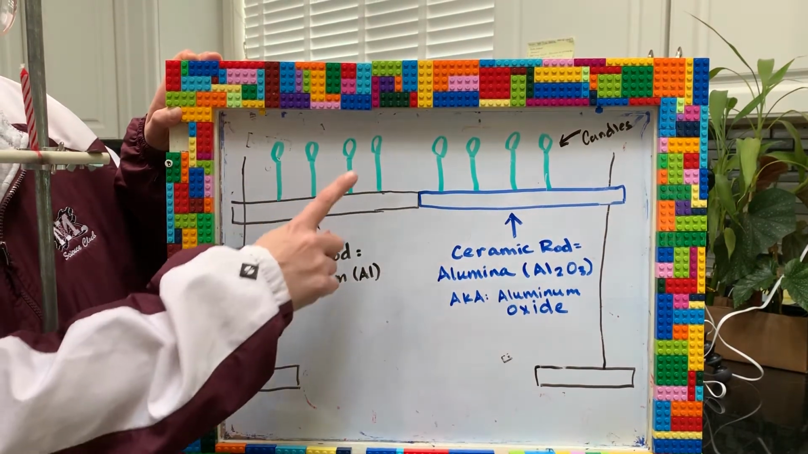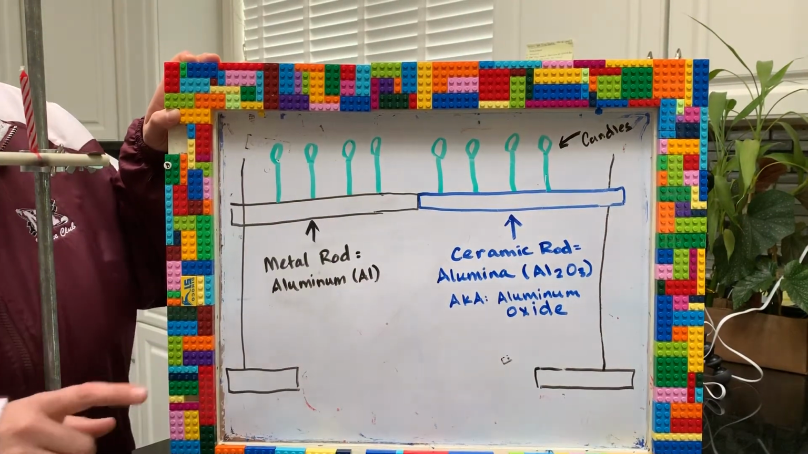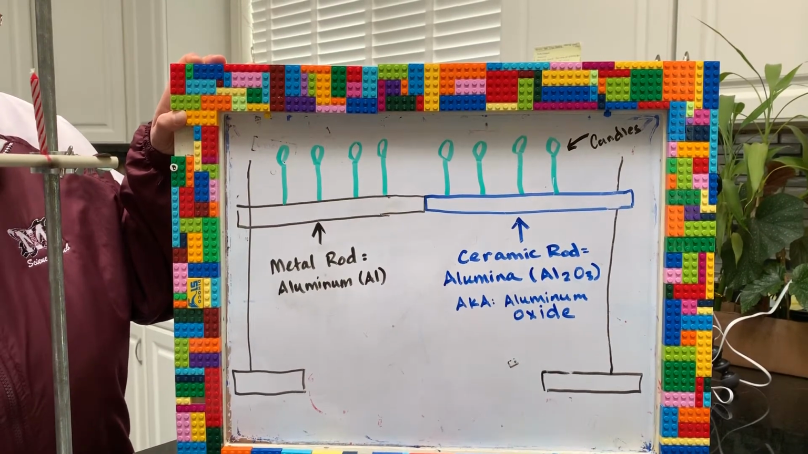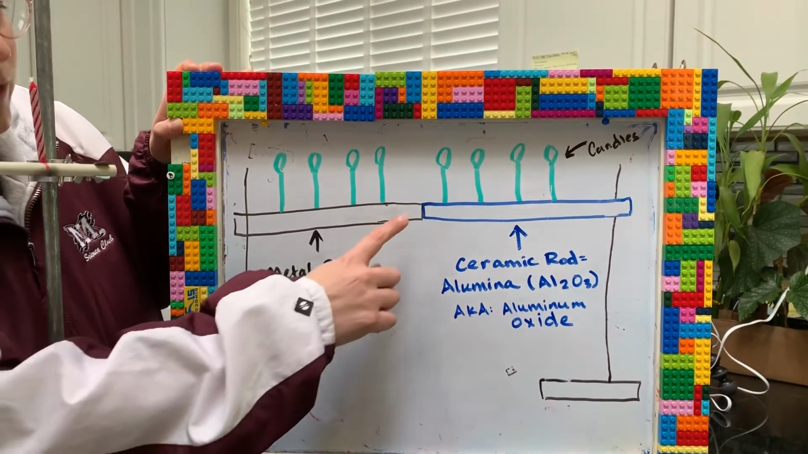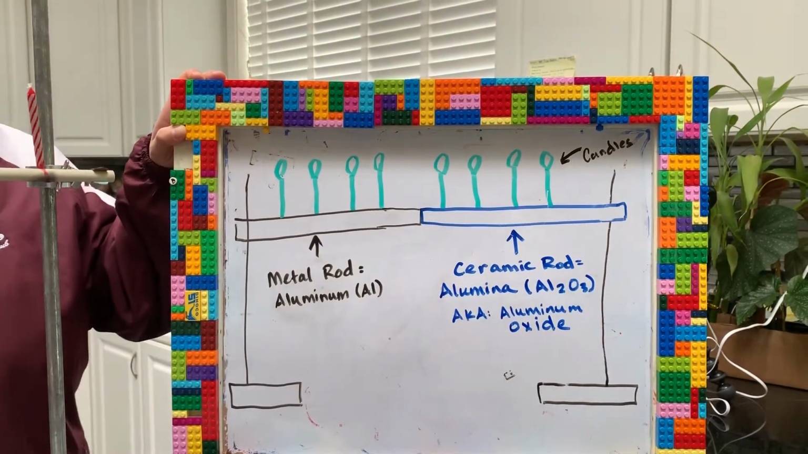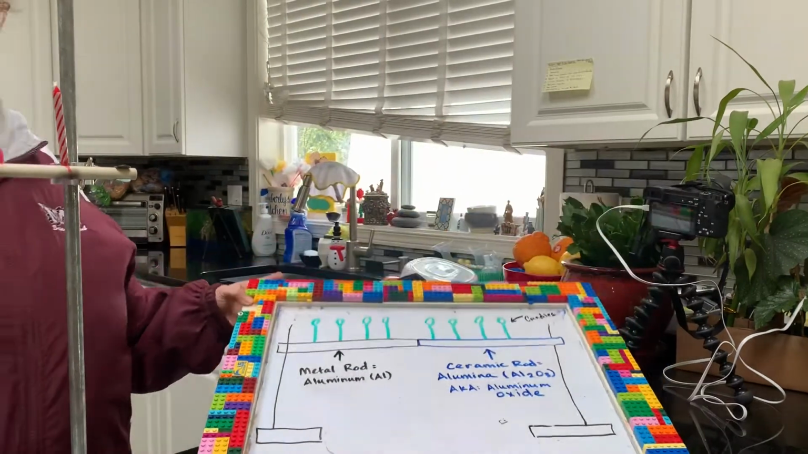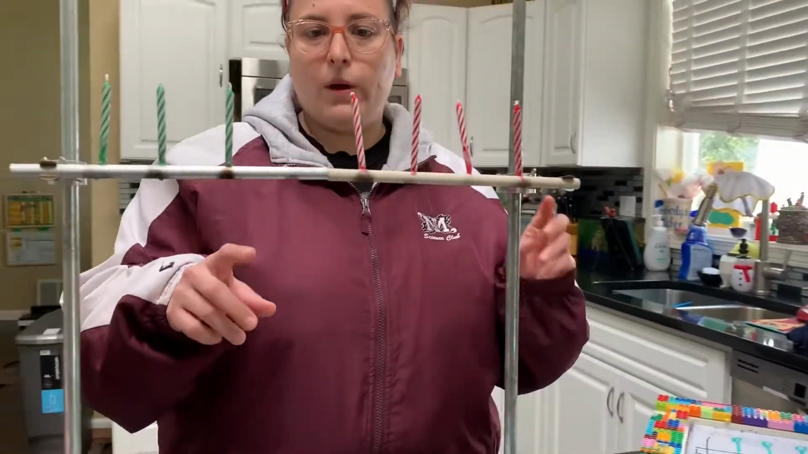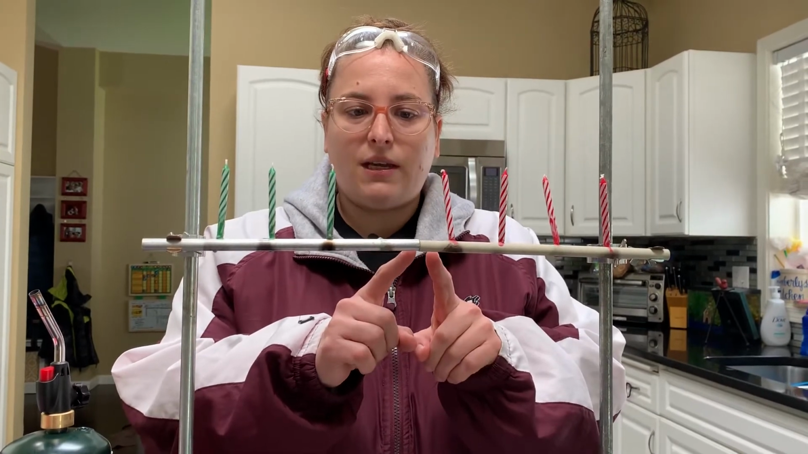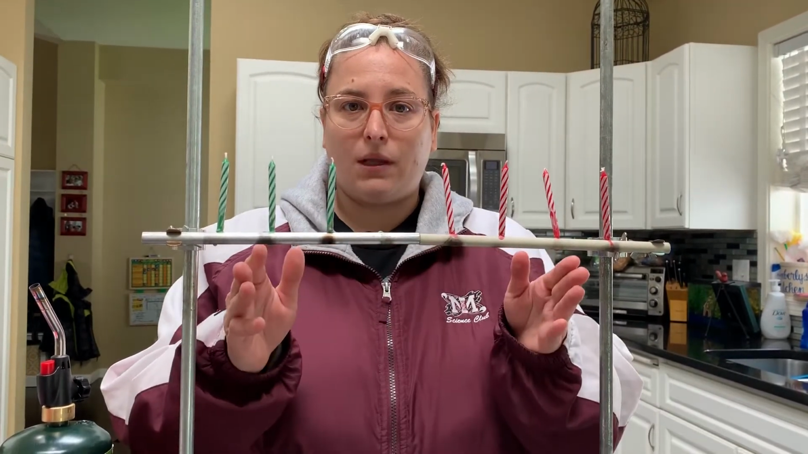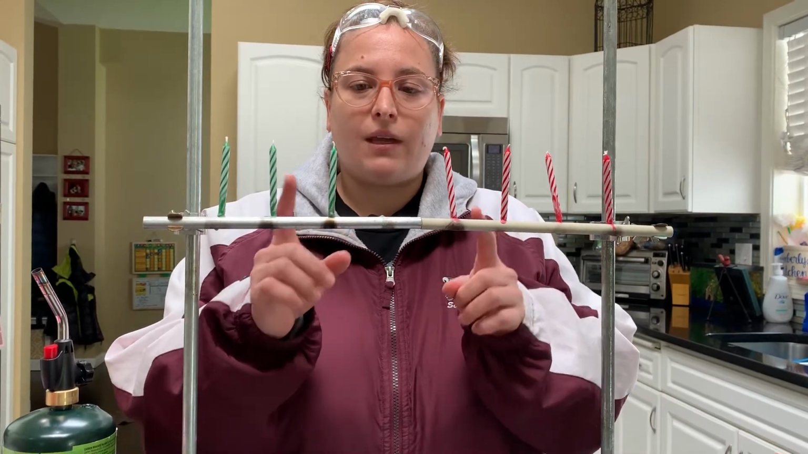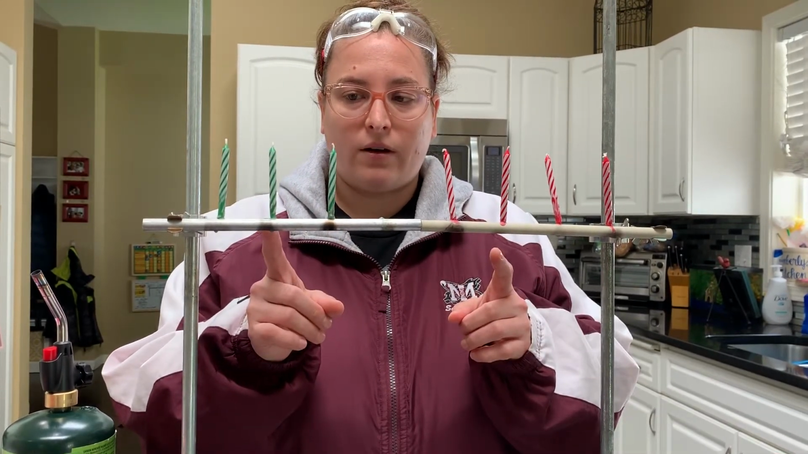And then on top we have some candles. Now what we're going to do is take our lovely propane torch, because you know how much Miss Griggs loves to play with fire, and we're going to heat up where the two rods meet in the middle, right there. When we heat this up, we want to see how the heat radiates between the materials or through the materials. We're going to be looking for the candles to be falling off.